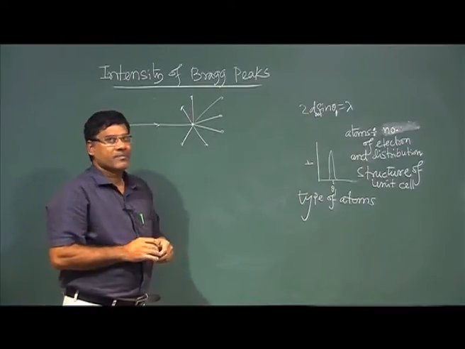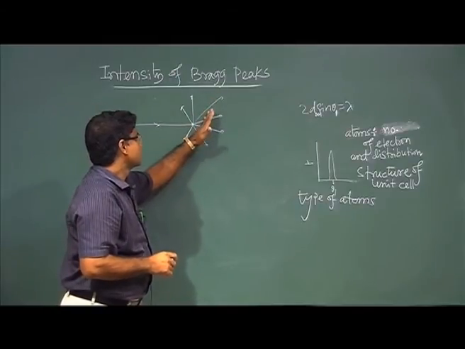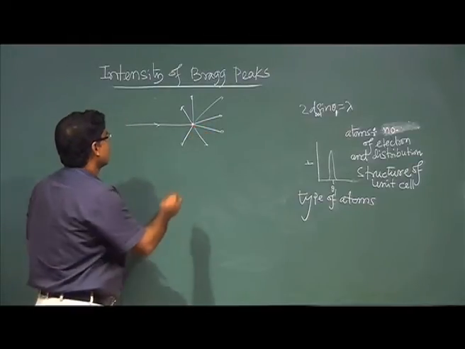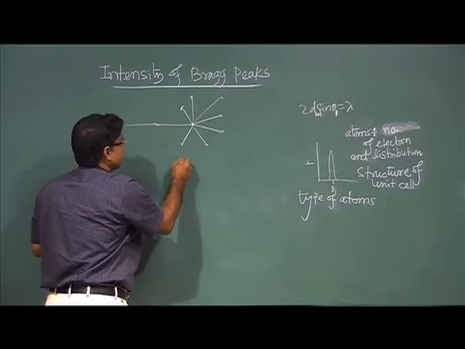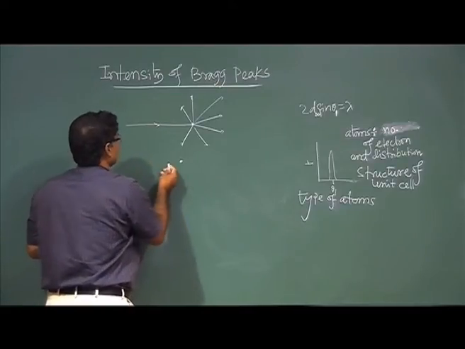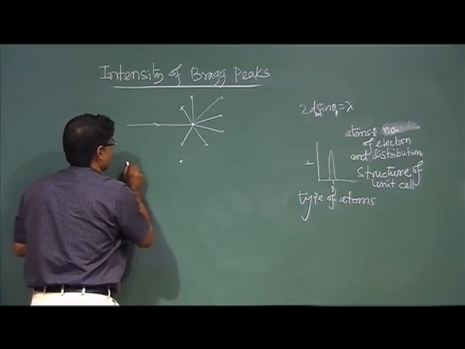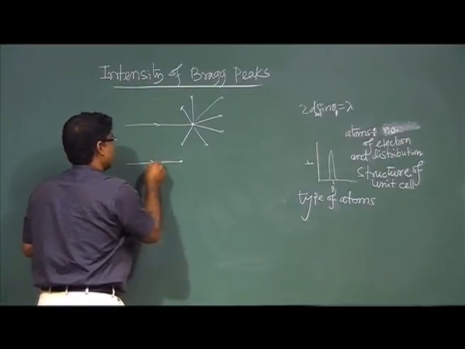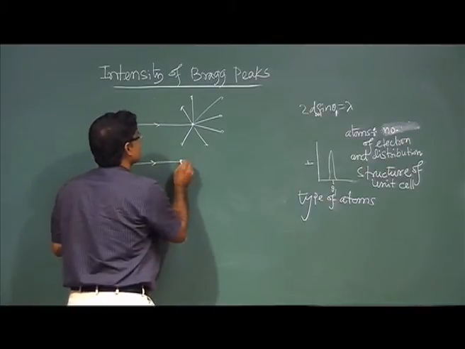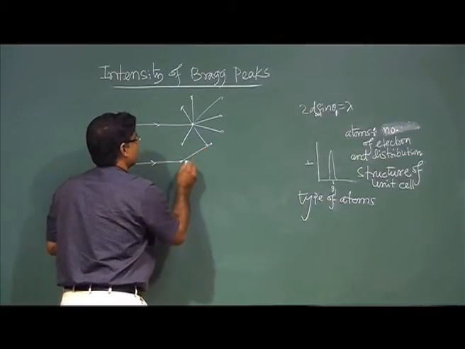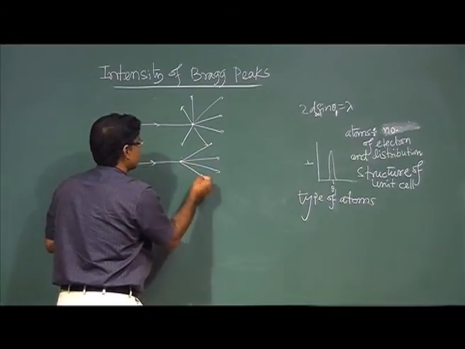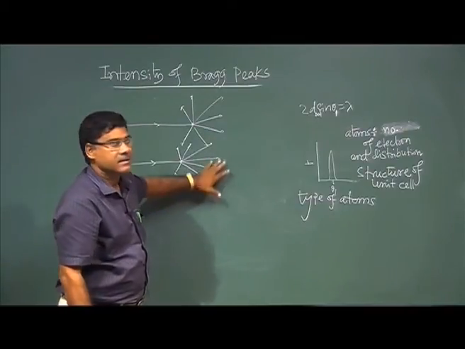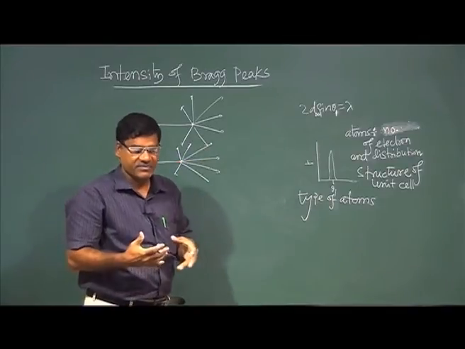So this X-ray is scattered in all directions by a scattering center, and if I consider another scattering center here, this X-ray is falling on it, and again the same way it will scatter in all directions, right. So now these scattered X-rays will interfere, right.